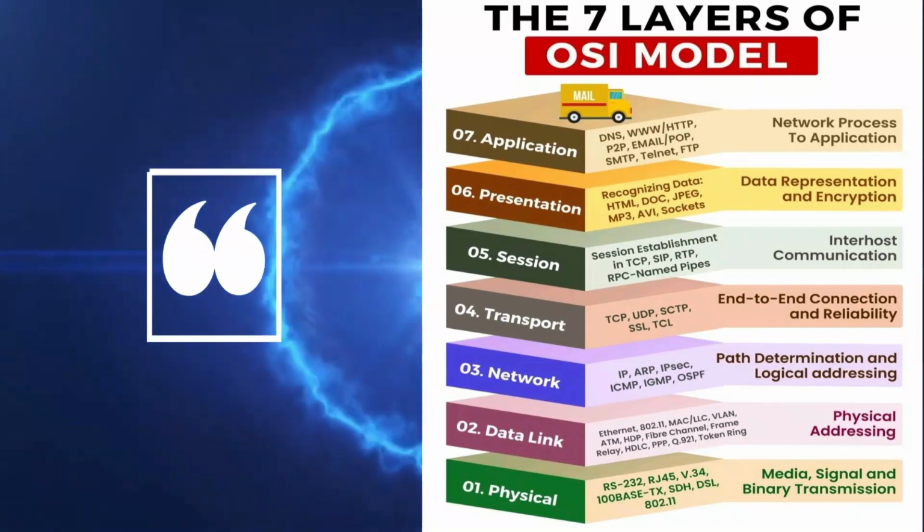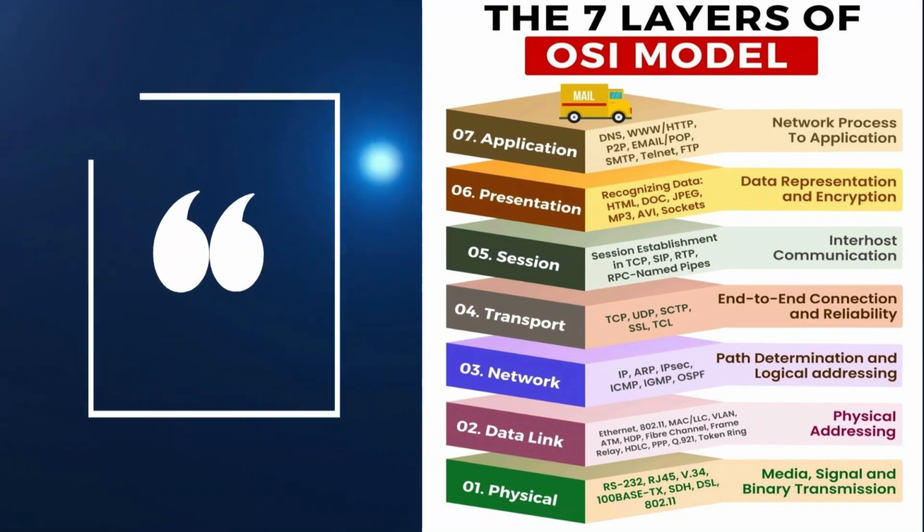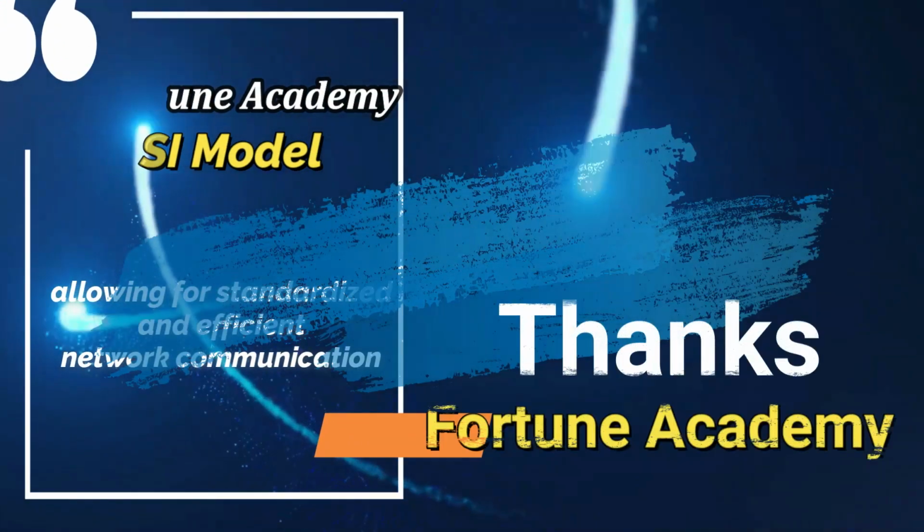Each layer of the OSI model has specific functions and communicates with the corresponding layer on other devices, allowing for standardized and efficient network communication.